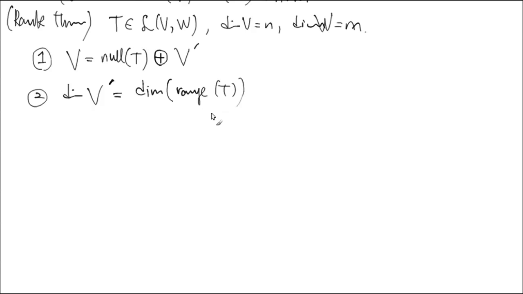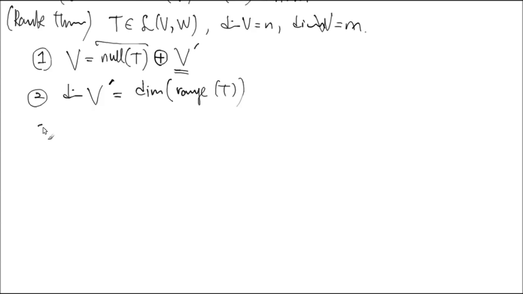All right? So T is sending the whole V down to W, right? Some of them die here, right? Some of them survive. Those surviving guys are the range, right? And this is saying the number of vectors surviving in here is exactly the size of that complementary part you see in the domain. So lots of guys die, and those guys who don't die predict the exact dimension of the range of T.